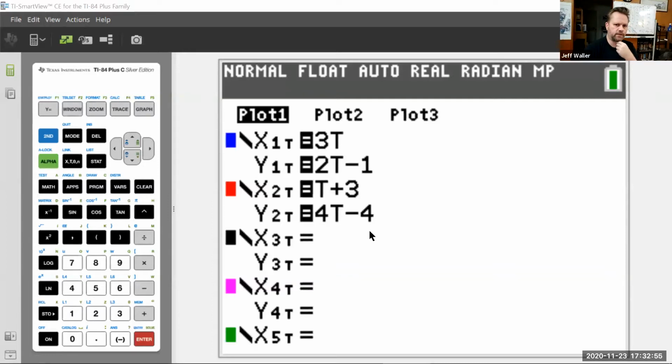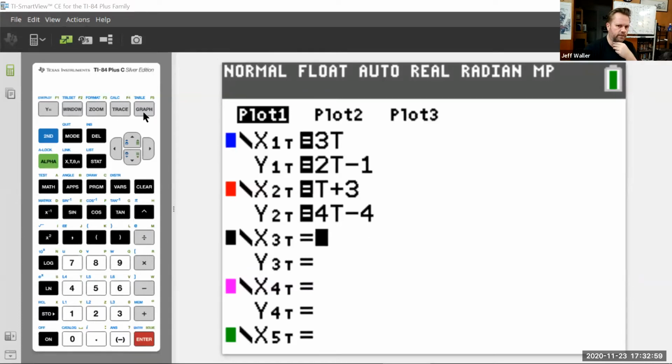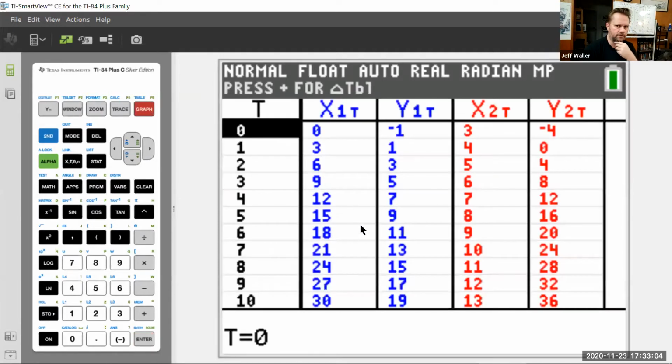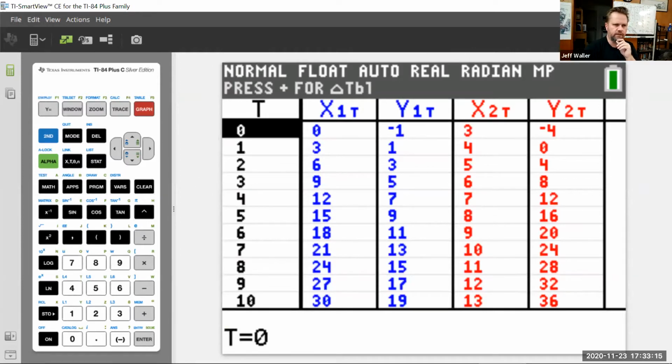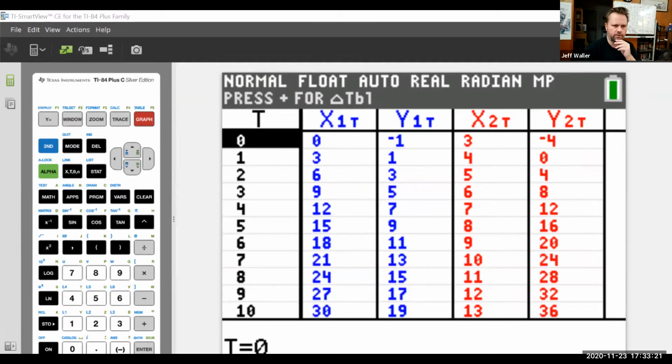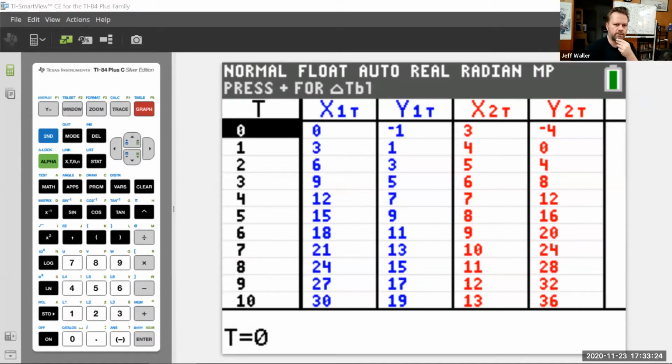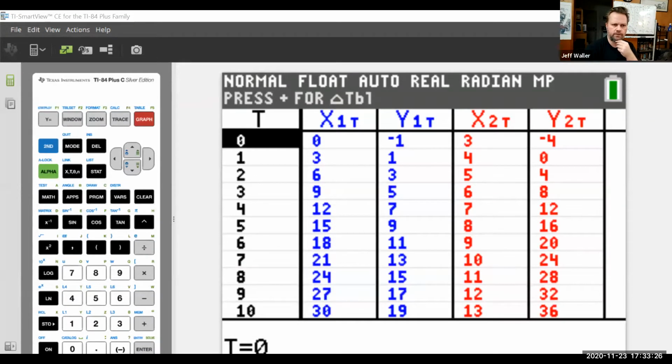So for these to intersect, the curves have to meet at the right time. So look at how the table looks. Isn't this kind of cool? So from this, did they give any limits on this? No, they didn't. Okay, I like it. T plus 3 and 4T minus 4.